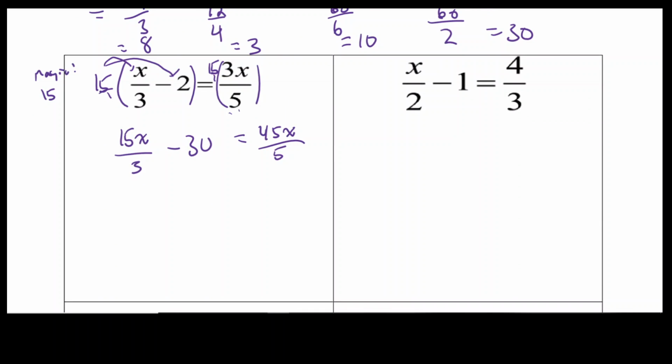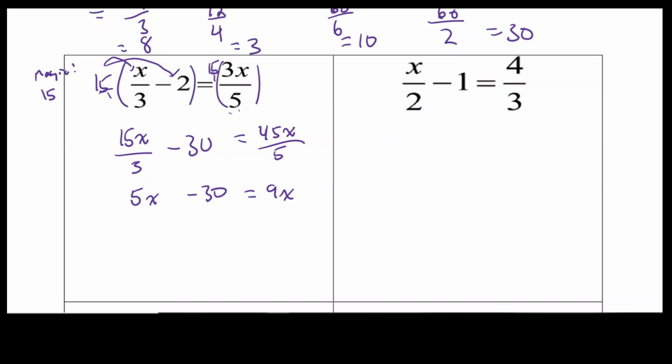And if you look at it, those aren't fractions anymore. I can do 15 divided by 3 and get the whole number 5. I have 5x here minus 30 equals 9x. And we're back to an equation that we were looking at yesterday.